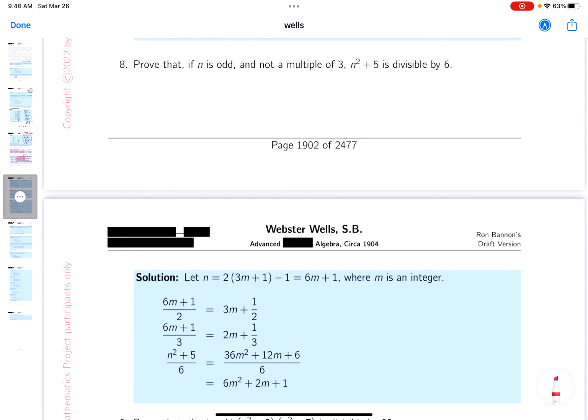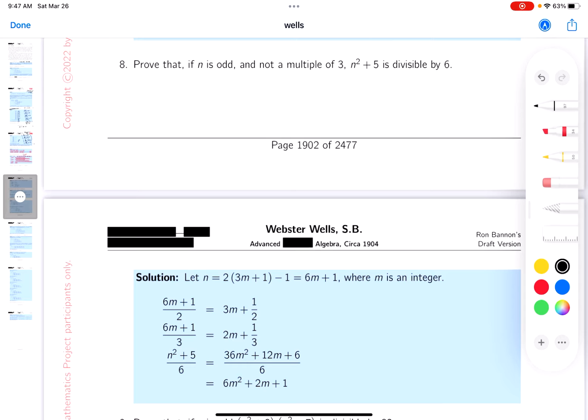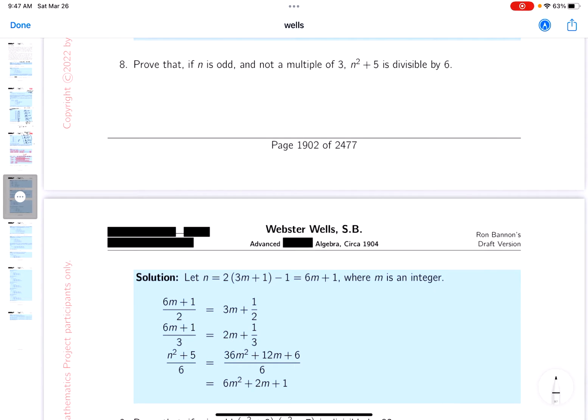Okay, it says prove that if n is odd. So to be odd, let's take a look at this. If n is odd and not a multiple of 3, I got to write that down then. So that's the tough part. So n is odd.